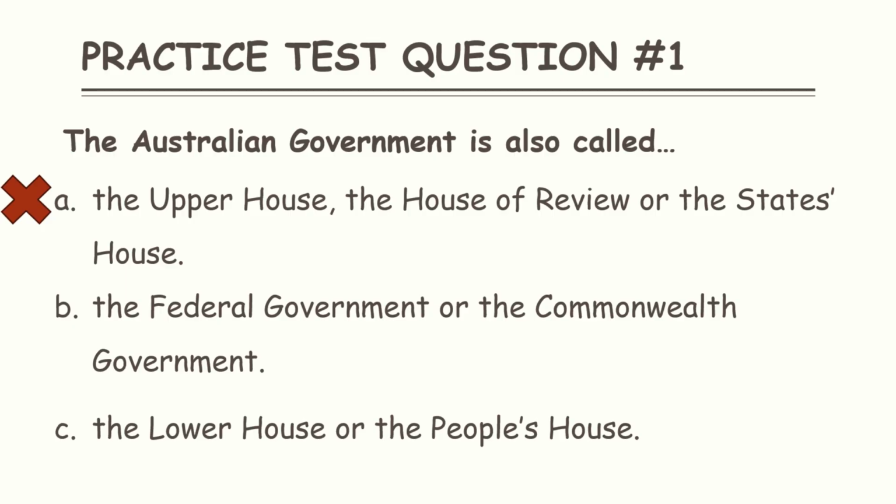We know that the Senate is sometimes called the Upper House, the House of Review, or the States House, so A is not the correct answer. We know that other names for the House of Representatives are the lower house or the People's House. So C is not the correct answer. The Australian government is also called the federal government or the Commonwealth government. So B is the answer to this question.